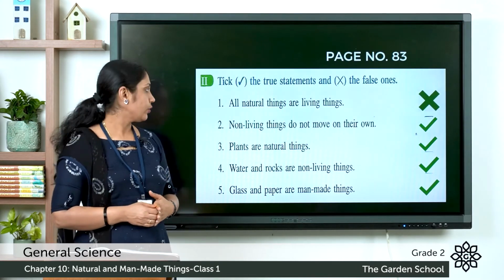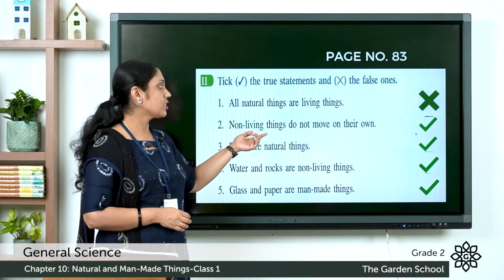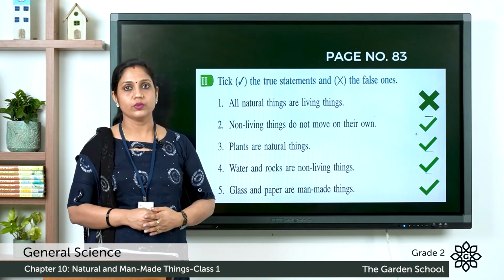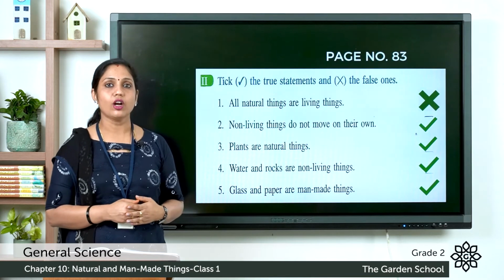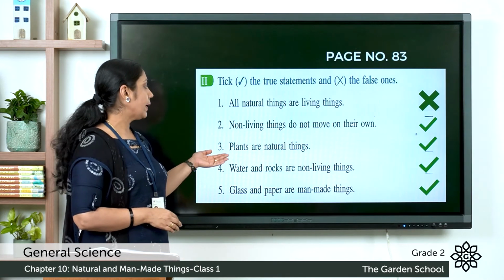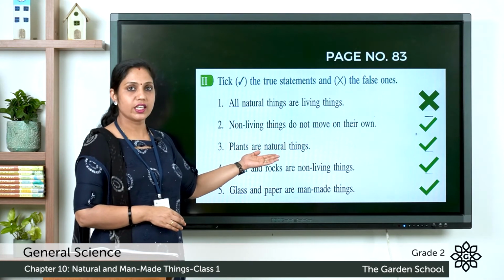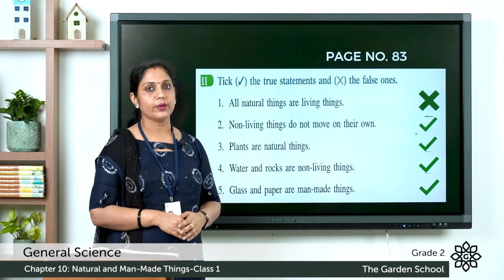Now let's look at the second question. Non-living things do not move on their own. And that statement is correct. They cannot move on their own. Third one, plants are natural things. That statement is true. So you can tick it over there.